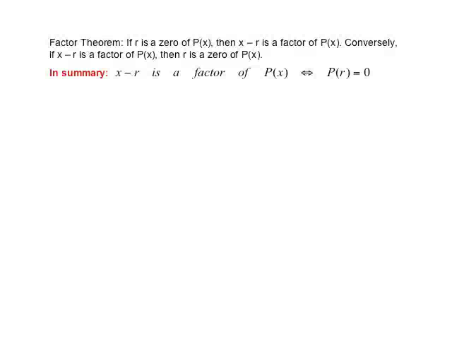In summary, though, x minus r is a factor of p of x if and only if p of r is equal to 0. The double arrow means you can go either way, and so it does summarize in a shorter version the factor theorem. That if x minus r is a factor of p of x, this implies p of r is equal to 0, and if p of r is equal to 0, it implies that x minus r is a factor of p of x.